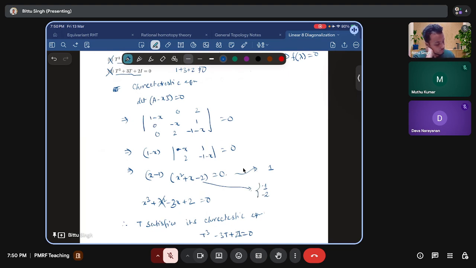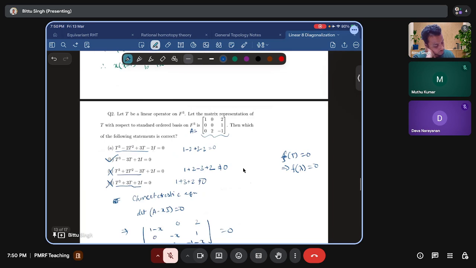So if we put minus 2, then what will happen in this case? It will become minus 2 cube minus 2 times 4 plus 3 times minus 2 minus 2 times minus 2. But what is this? Minus 8 minus 8 minus 6 plus 4. This is non-zero. So A is also false.